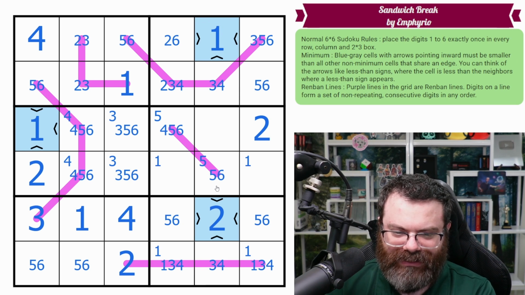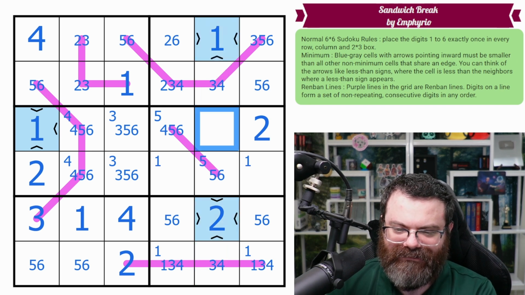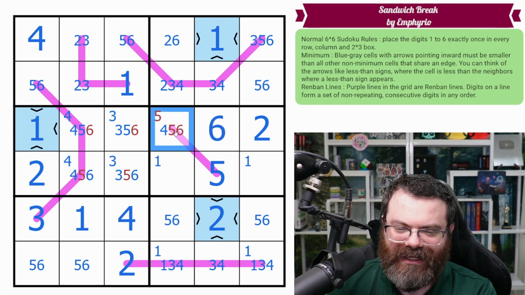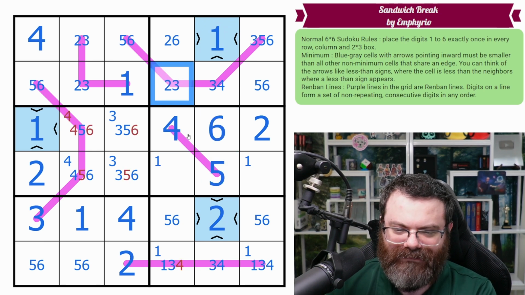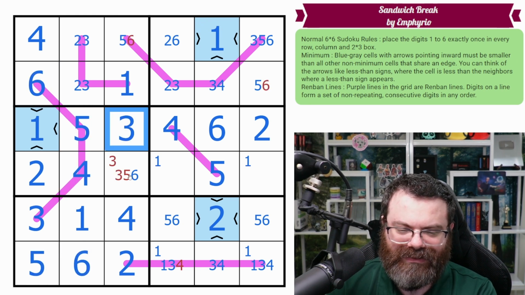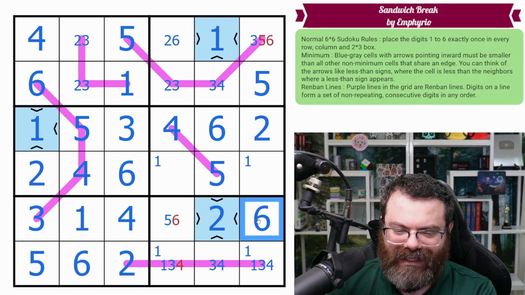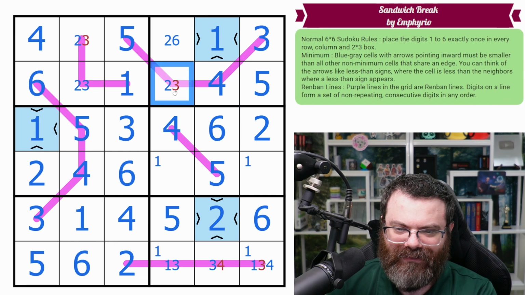What does that do for me? Not much. Well, it restricts 5 in this column, right? In fact, this is a 5, 6, but it can't be a 5 because it ruins the Renban. So that's a 6, that's a 5, that's a 4. This can't be a 4. This is our 5. This is our 6 and 5. That's a 6. That's a 4. That's 3 and 6. That's 5. That's 5. That's 6, 6 and 5. That's not a 4. That's a 3 and a 4 and a 2 and a 6.